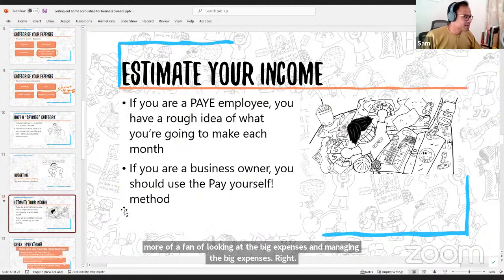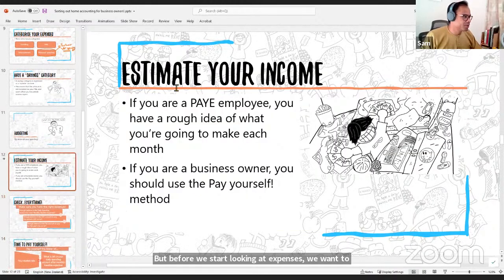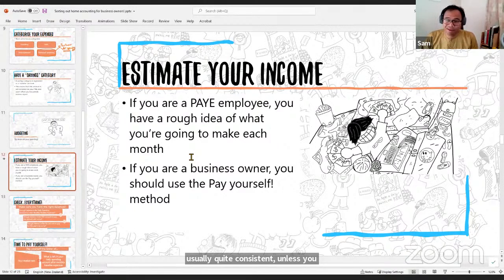But before we start looking at the expenses, we want to estimate your income. All right, so you want to estimate your income. If you're a PAYE employee, you've got a rough idea of how much you're going to make each month. It's usually quite consistent, unless you're working on a contractual basis, where you're getting paid on your hours and they vary from month to month. But for the vast majority of PAYE employees, you're going to know how much you're going to get at the end of each month exactly.